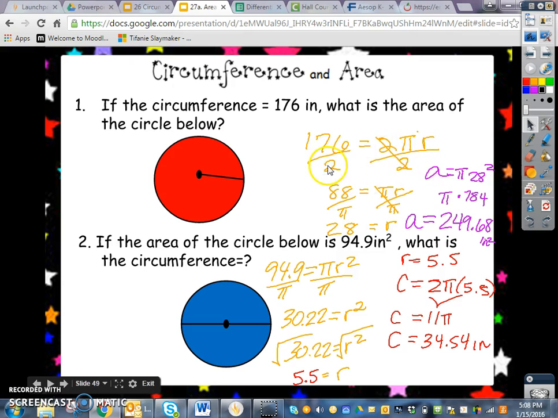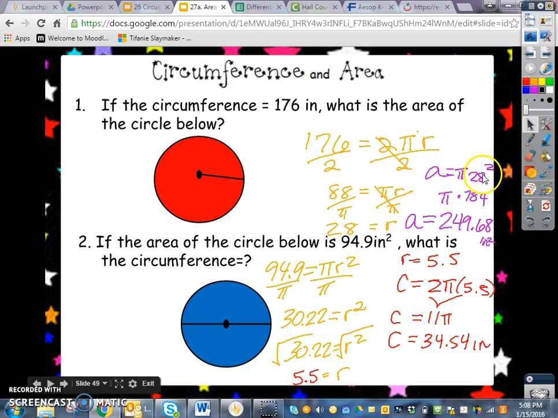So we have 176 divided by 2, which is 88. The 2's cross out, so we're left with pi r. Now we can divide by pi, and 88 divided by pi in your calculator is 28. Okay, so we found that the radius is 28. So now we can use the radius to find the area.